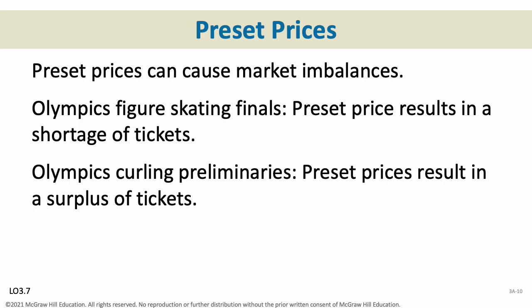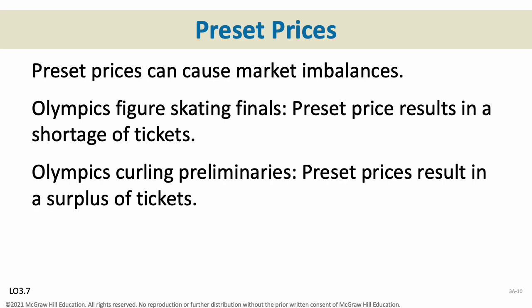You can also run into a situation with preset prices. And preset prices can cause inefficiencies or market imbalances. So in the case of the Olympics, the ticket prices are preset. And they don't really differ based on whatever event we're looking at. So the Olympic figure skating finals, which is a very popular event, your preset price here is going to result in a shortage of tickets. So figure skating is a really popular event. Your preset price is going to be cheap, and as a consequence, it's going to sell out.